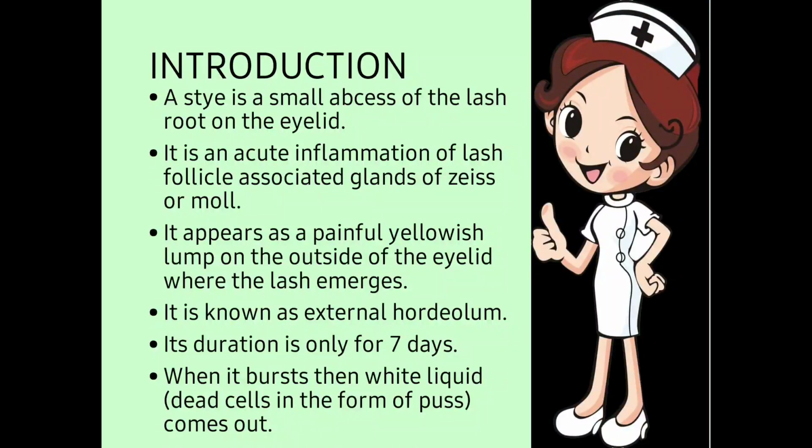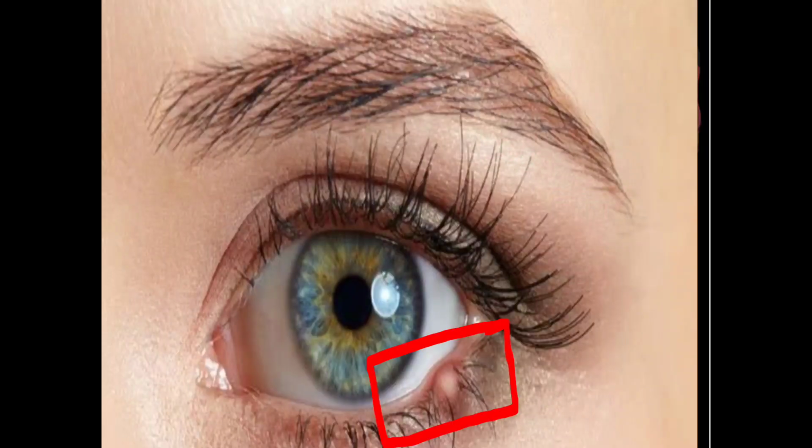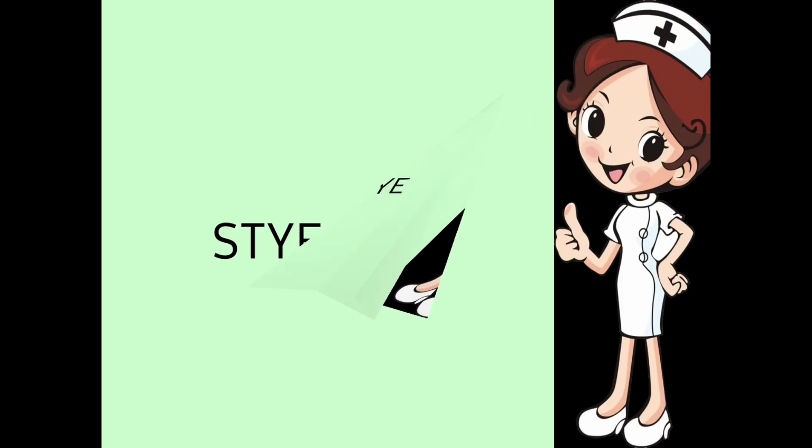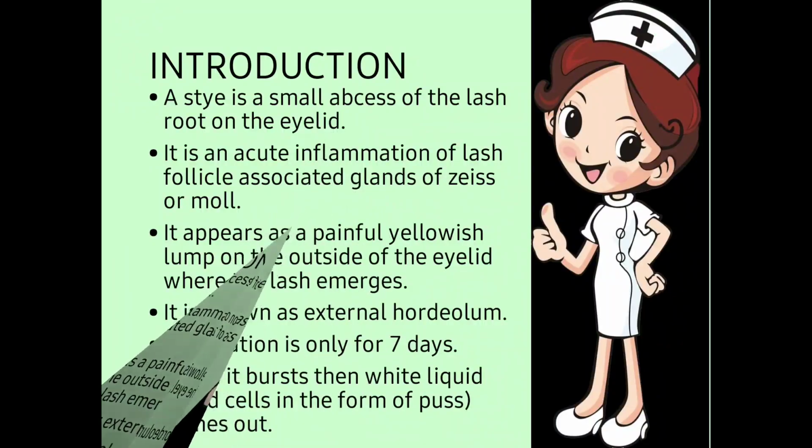A stye is a small abscess of a lash root on an eyelid. The word abscess means it looks like a tumor but it is not harmful. It's a small abscess and emerges from the lash root. Here you can see that this one is the lash and it emerges from the eyelash. So the eyelash is its base.